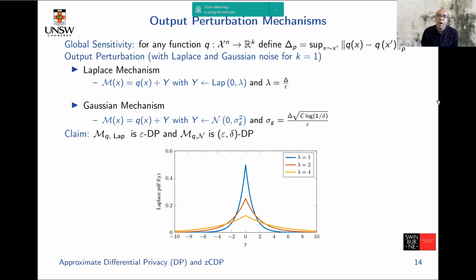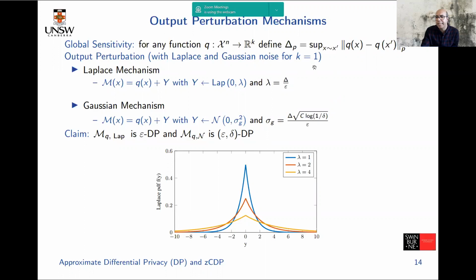For any query function Q, defined from X^n to R^k, we define delta_p as the supremum of the difference between Q(x) and Q(x') when you call the query for x and x'. And p here depends on the mechanism. For example, for the Laplace mechanism it could be 1, for Gaussian it could be 2. Now, the two widely accepted output perturbation mechanisms are Laplace and Gaussian.